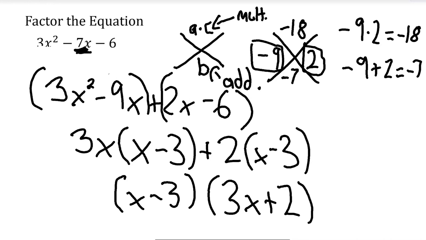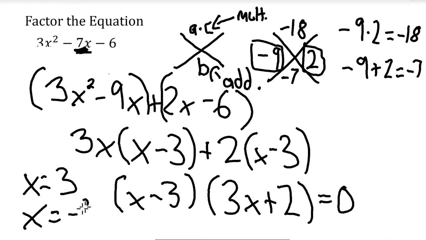Now if you want to find the x-intercepts, where it's equal to 0, you just set this equal to 0 and find whatever makes each specific term 0. For this one, x is equal to 3. And for the other one, you would plug in negative 2/3. That's how you would find the x-intercepts of the equation if you want to graph it. So here are the factors factored.